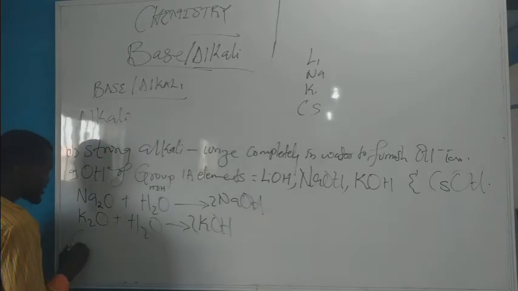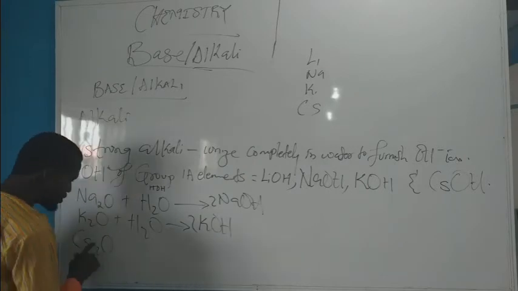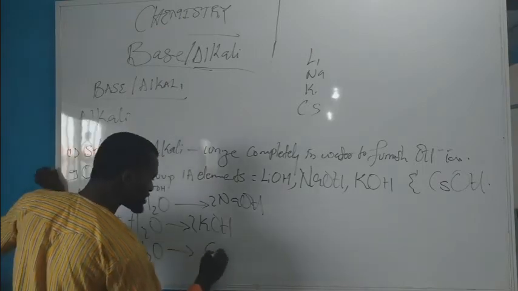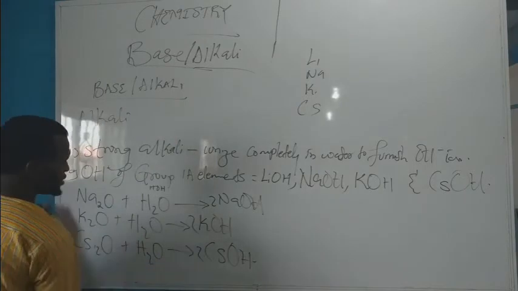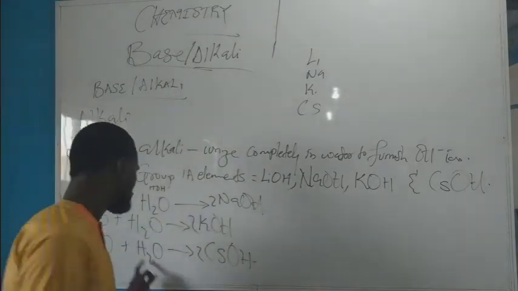So calcium oxide. This is calcium oxide. Calcium oxide dissolves in water to give you calcium what? Hydroxide. To give you calcium hydroxide. So calcium 2, oxygen 1, 1, 2, 2, hydrogen 2, hydrogen 2.